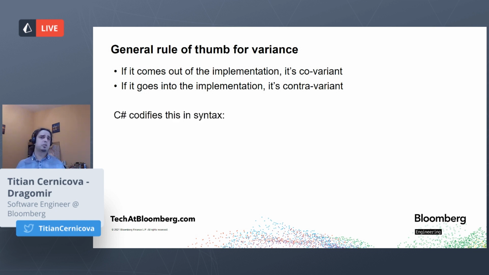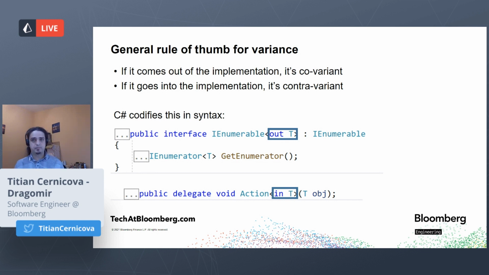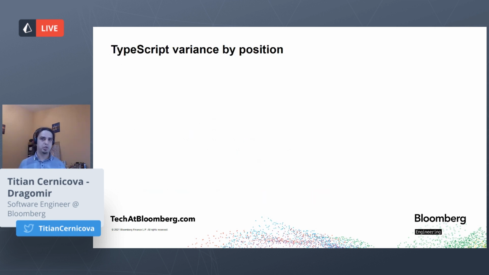And actually some languages codify this in syntax. For example, C# actually has explicit covariance and contravariance annotations. For example, IEnumerable is an interface that produces elements of type T, so it's covariant and it's annotated with out. Or for example, a function signature such as Action is annotated with in, meaning for its parameter types, that it's going to be contravariant. Now, TypeScript doesn't have an explicit annotation for variance. Its variance is determined by position, just as we've seen.